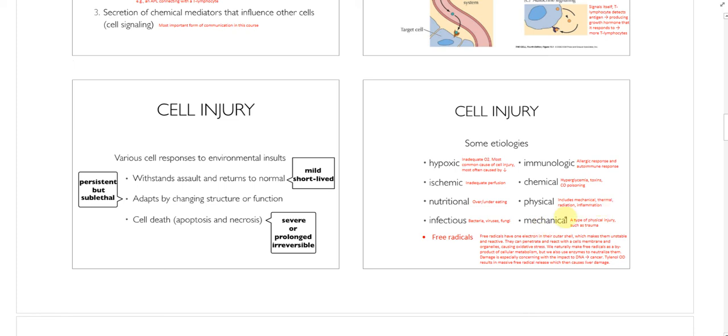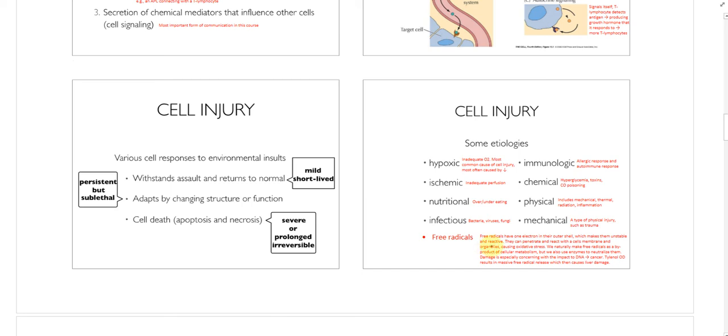Physical injuries include things like mechanical injuries, which is down here, thermal, so sitting in the sun too long, getting a sunburn. Radiation, similar, works together with thermal. Inflammation is a form of physical injury. And then mechanical injury is going to be things of a physical nature, such as getting hit by a car.